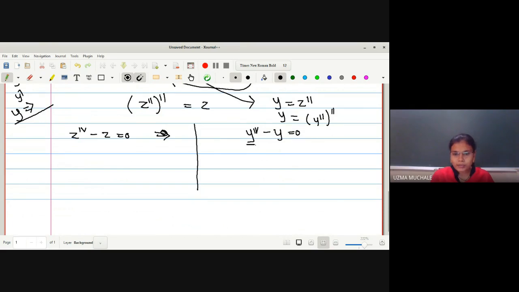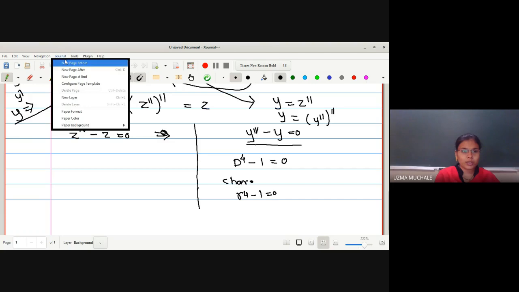So can anyone tell me from this what will be the equation in terms of D? Is it D raised to 4 minus 1 is equal to 0? You have solved many examples like this in your BSc. So if it is of this form, then we can have the characteristic equation. Every time in the exam you should write that the characteristic equation, this is the auxiliary equation, is given by r raised to 4 minus 1. Now I suggest everyone to solve this and tell me the roots.